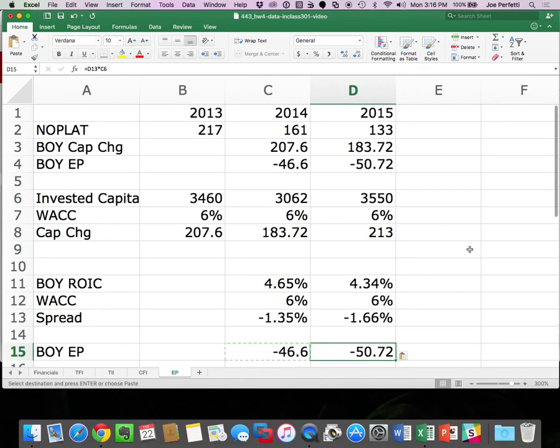EP is the one-period destruction of value. Or, in some cases, positive creation of value. So it's just a one-period change in your NPV. Yes? How did you find the ROIC? NOPLAT divided by invested capital.